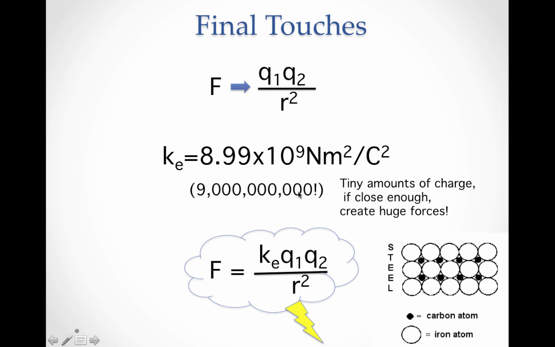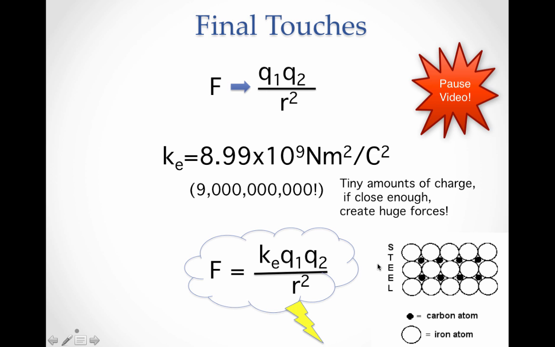And the reason that's a huge number is even though there are tiny amounts of charge on electrons and protons, if those protons and electrons get close enough and this R gets really tiny here, then this force builds up to a very big force. Electric force is very, very strong. And you can see in steel here when the carbon atoms, the dark ones, are close to the iron atoms and they pack in closely like this. It takes an awful lot of force to break apart steel. In fact, we say that you can't bend steel.